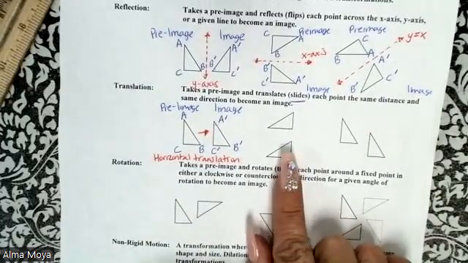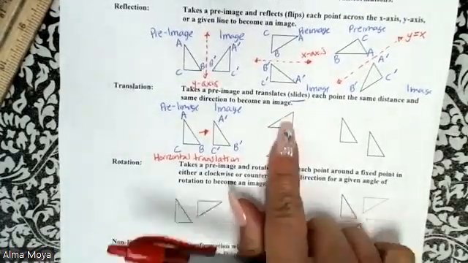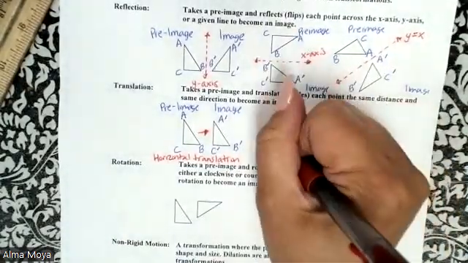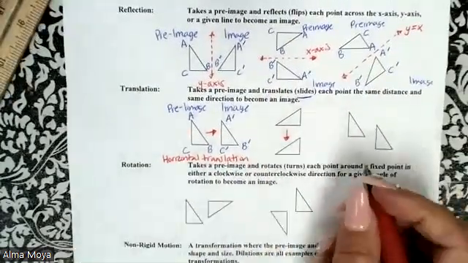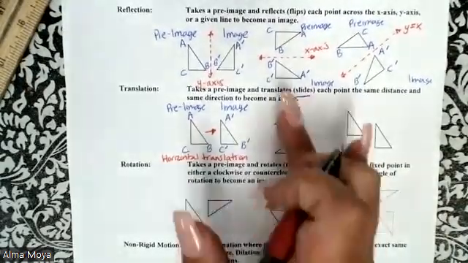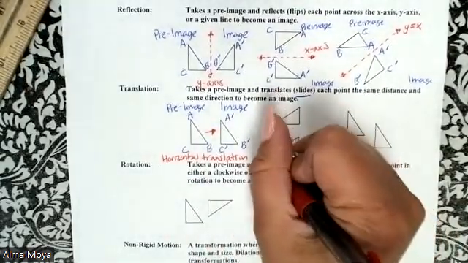On this one, look at it, it's being slid either down or up. Let's say I'm sliding it down. If I am sliding it down here, this is going to be a vertical translation because I'm going up and down.